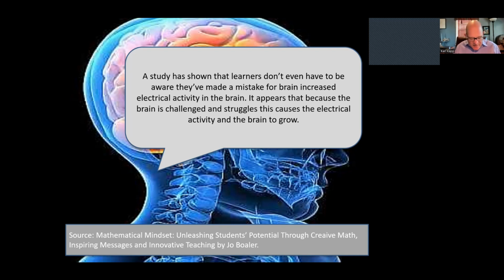So if you have a problem in front of you and you're struggling and you make a mistake, there's more electrical activity in the brain than if you get it. And even if you think, I don't know if this is the right answer or not, I'm not sure, even if you eventually get the right answer, it still is building those neural pathways in your brain because you're struggling to figure out what the right answer is.